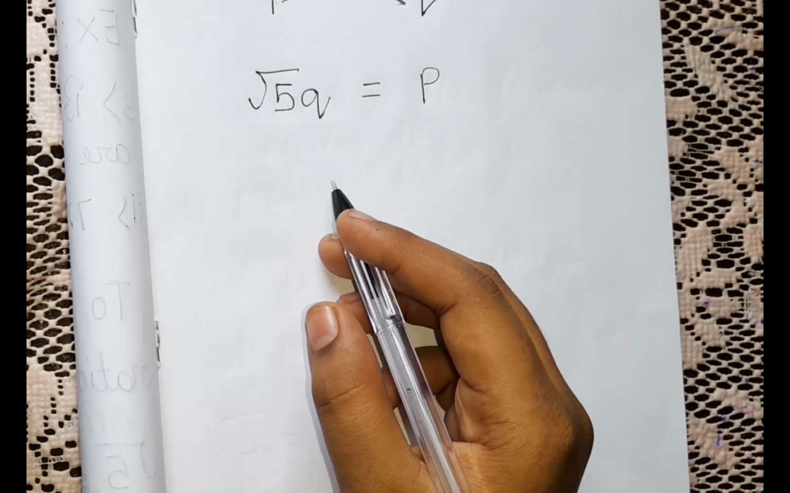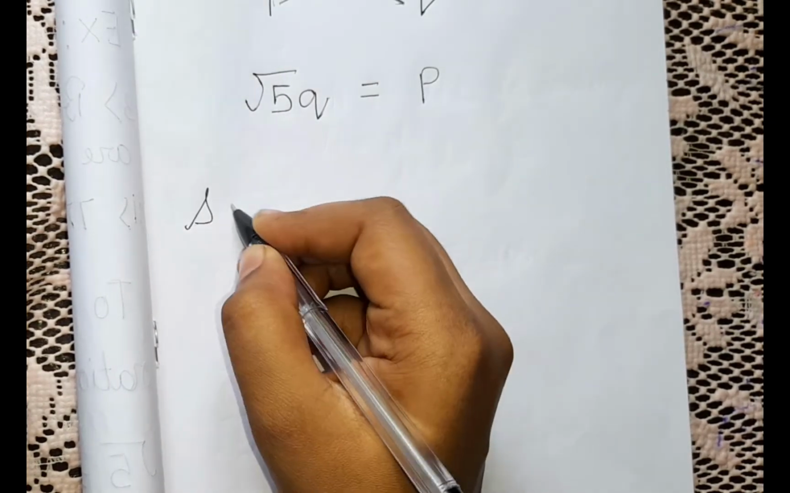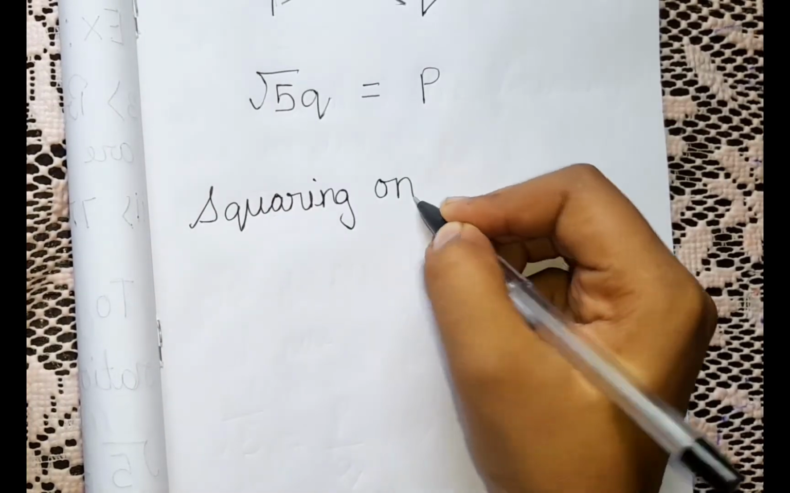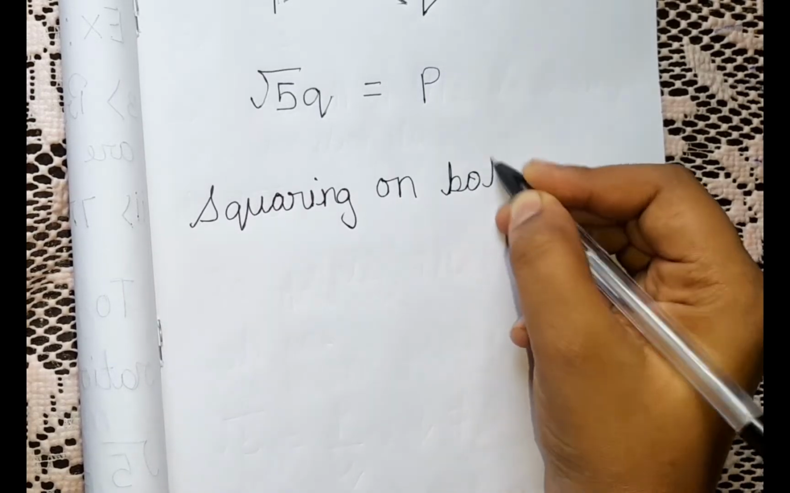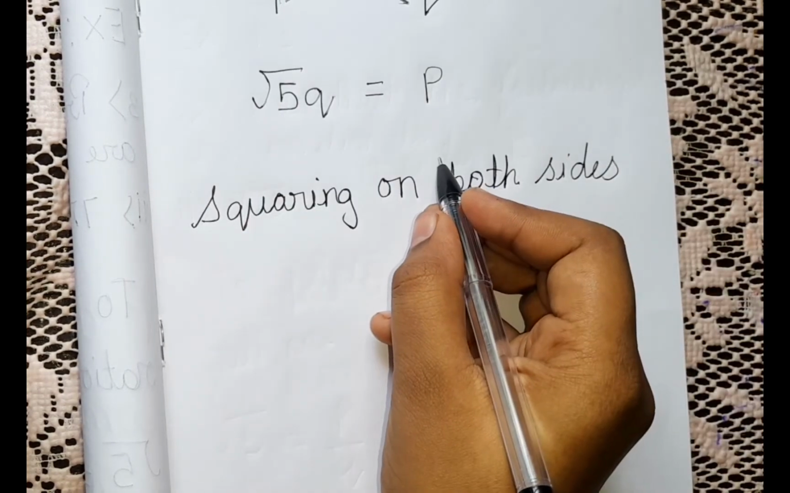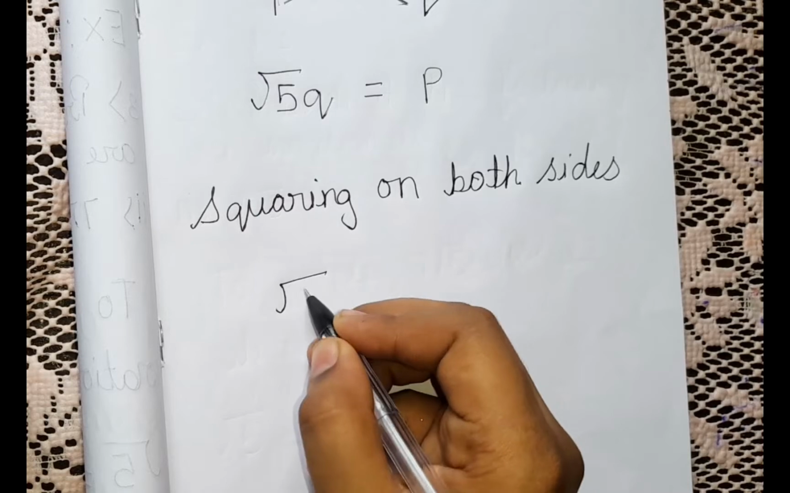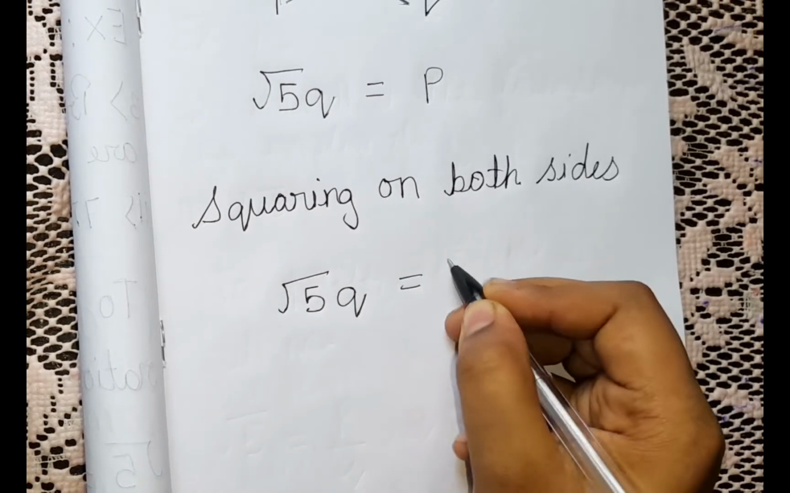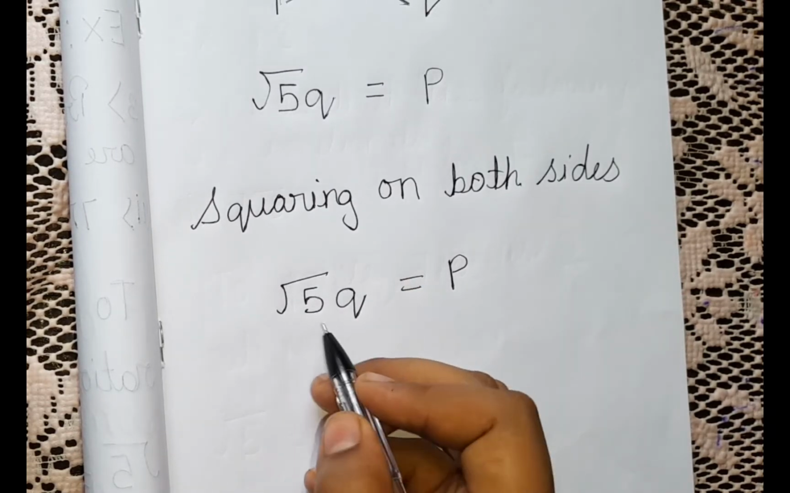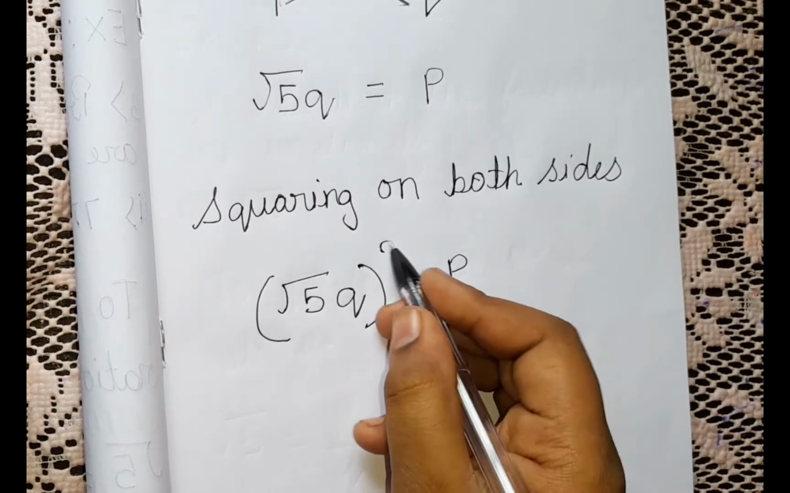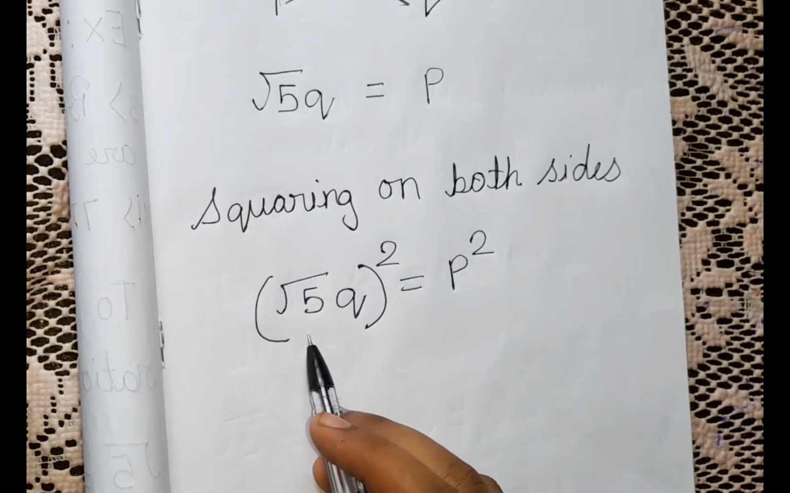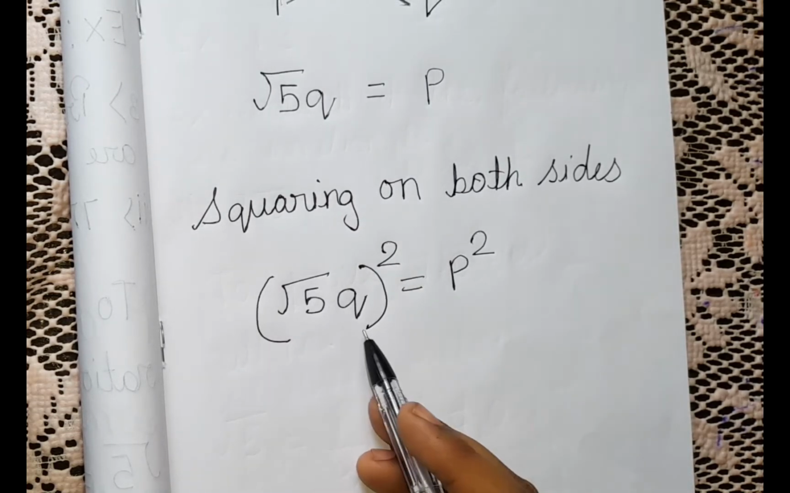Now what we are going to do is square on both sides. Root 5q is equal to p. As we are going to square it, let's write square. So root 5q the whole square, and here it is p square. That is the meaning of squaring. Here this square belongs to root 5 as well as q.